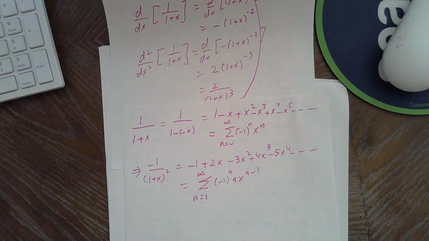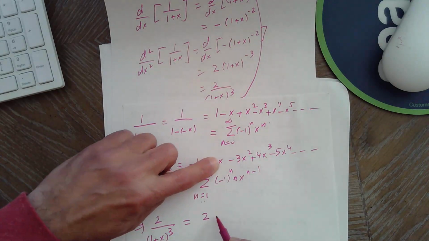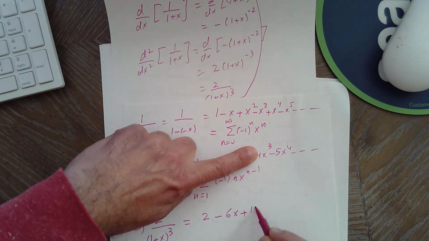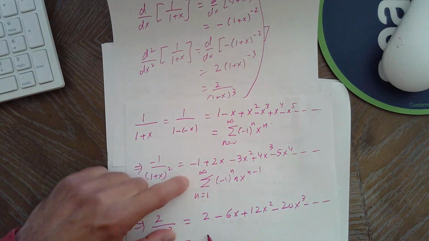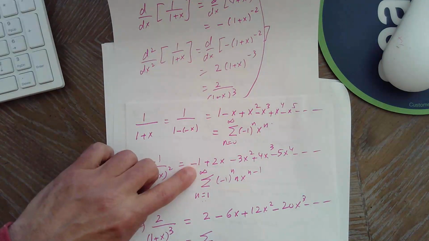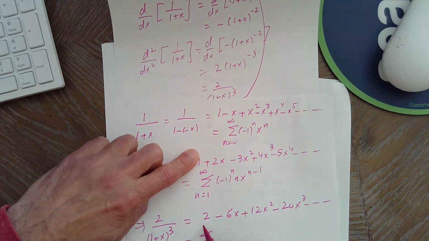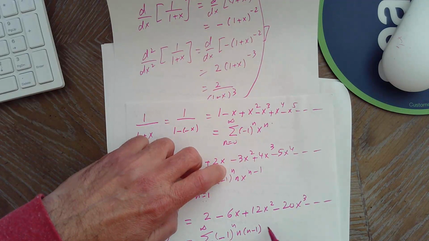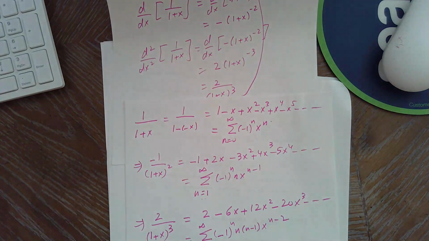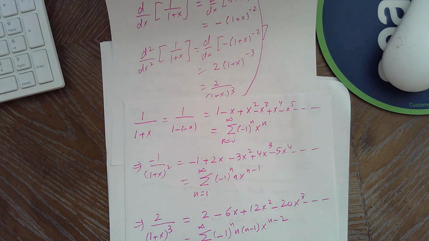And then the derivative again: the derivative of this, 2 over (1 plus x) cubed, is going to equal 2 minus 6x plus 12x squared minus 20x cubed, and so on, which is the sum, eliminating the first terms, from n equals 2 to infinity of n(n minus 1) negative 1 to the n, x to the n minus 2. And absolute value of x is less than 1, same as the original one.